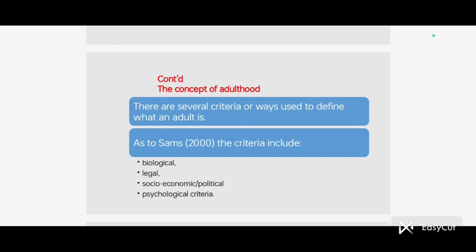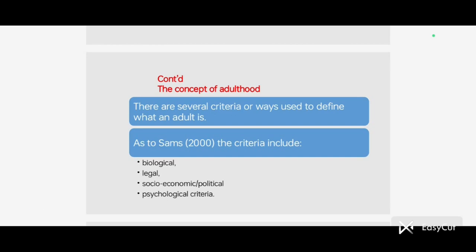Different people define what adult means differently. Different organizations also define what adult means differently. Different scholars also define what adult means differently. And also different countries define it differently. That means there is no one way of defining adult and adulthood.